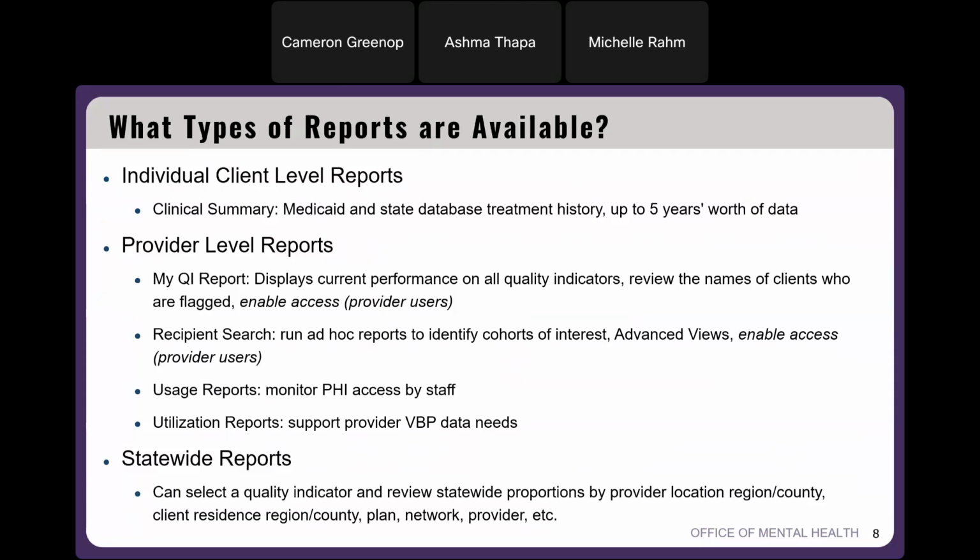Through statewide reports, you can look up a quality indicator and review statewide proportions by provider location, client location, whether that be through county or region. You can also pull proportions based on network and provider. To mention, these are at the aggregate level.